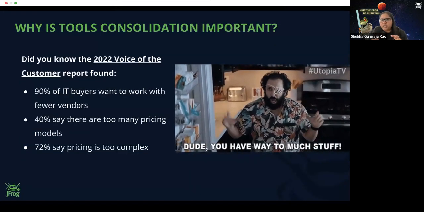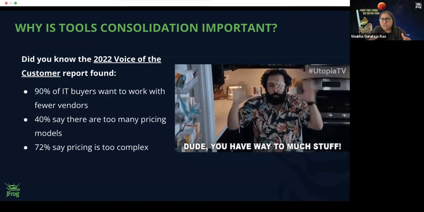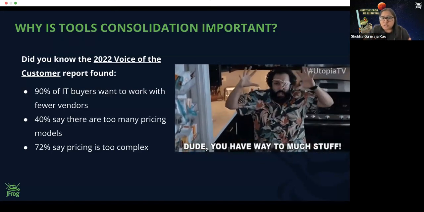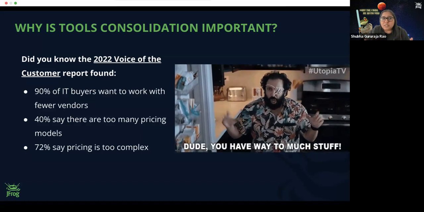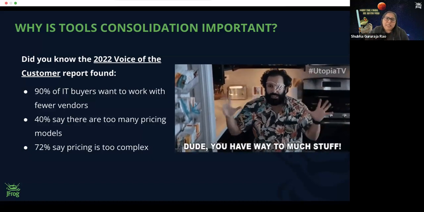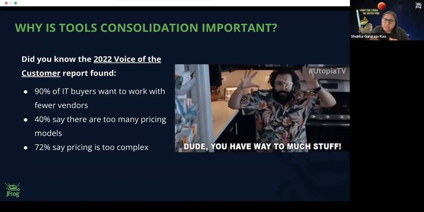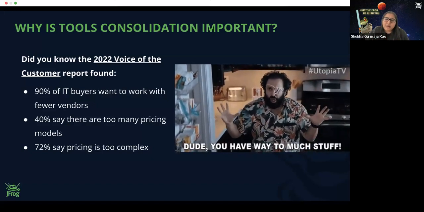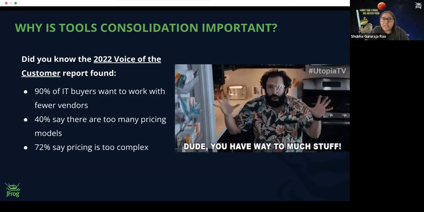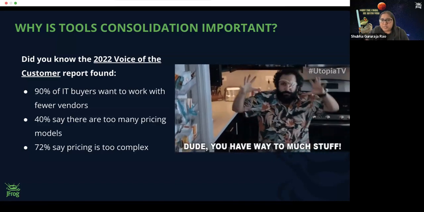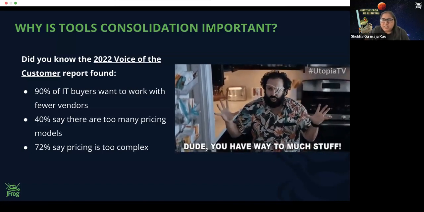But why is it important? We talked about what tools consolidation is and how much tool sprawl costs. There was another report that was published in 2022. It basically said that 90% of the IT buyers want to work with fewer vendors. It's kind of a no-brainer, right?